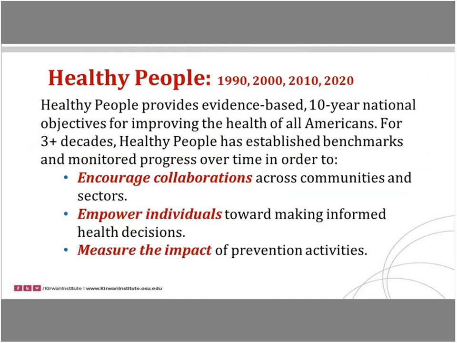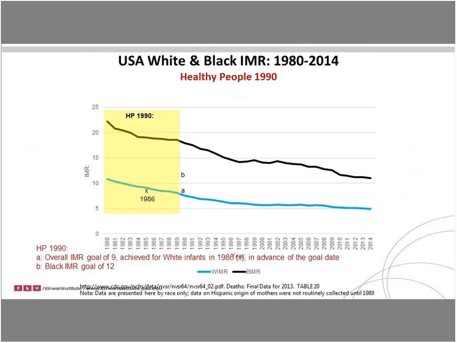Another characteristic of this disparity that I want to talk about is what we see with the achievement of Healthy People goals. Next slide. If we look at Healthy People 1990, our goal was that by 1990 we wanted an overall infant mortality rate of 9, depicted on this slide by point A, and a black infant mortality rate of 12, depicted by point B. And we can see that we exceeded that overall infant mortality rate goal for white babies in 1986, well in advance of the goal date.